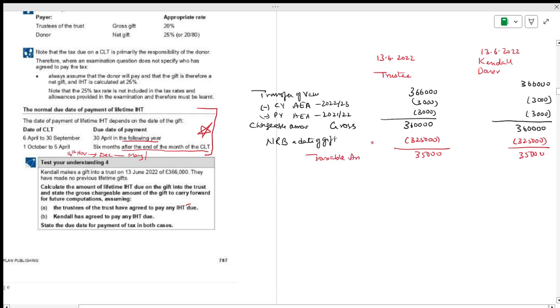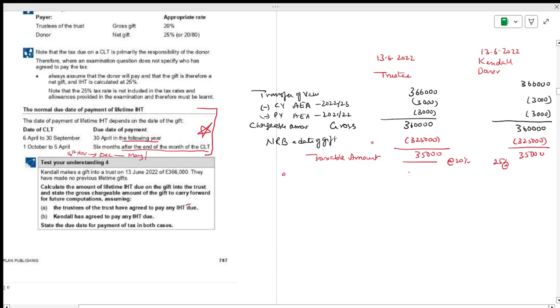You are writing at the rate of 20%, here at the rate of 25%. That's all. Is it right? How much will you get? Here you will get 7,000. Okay?